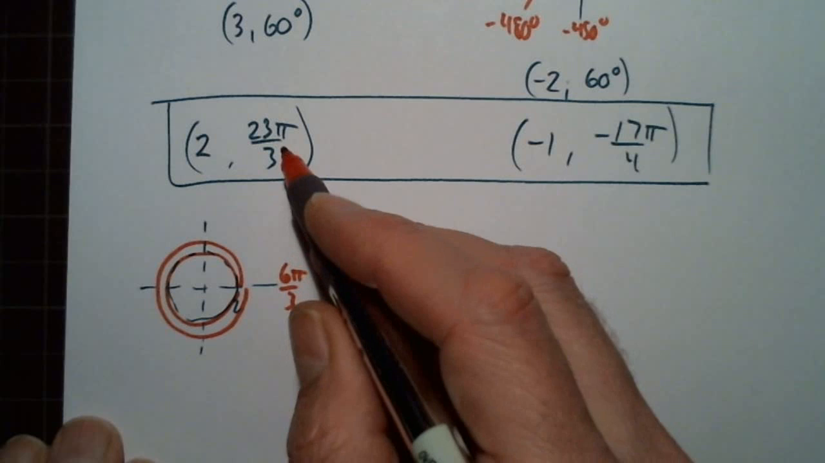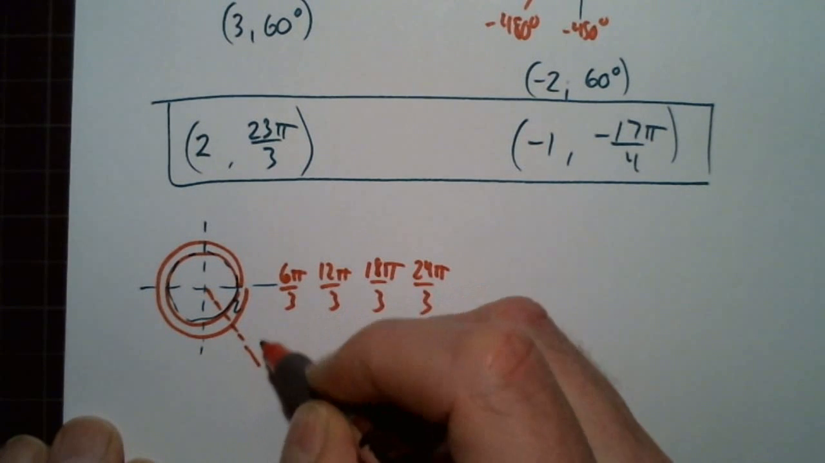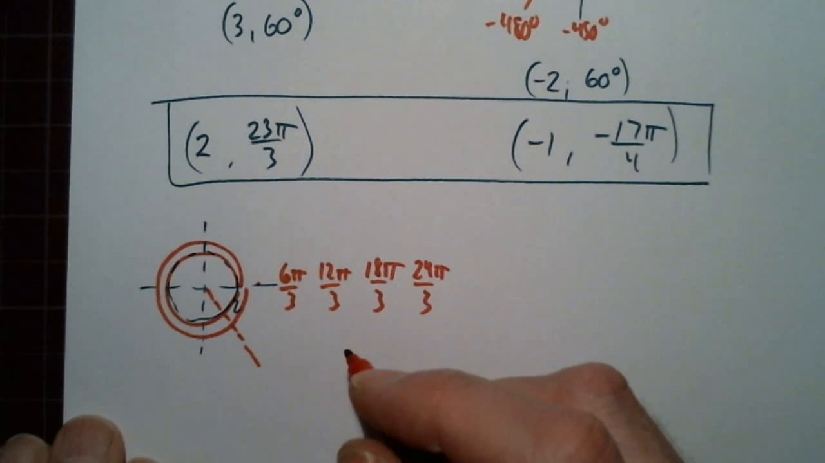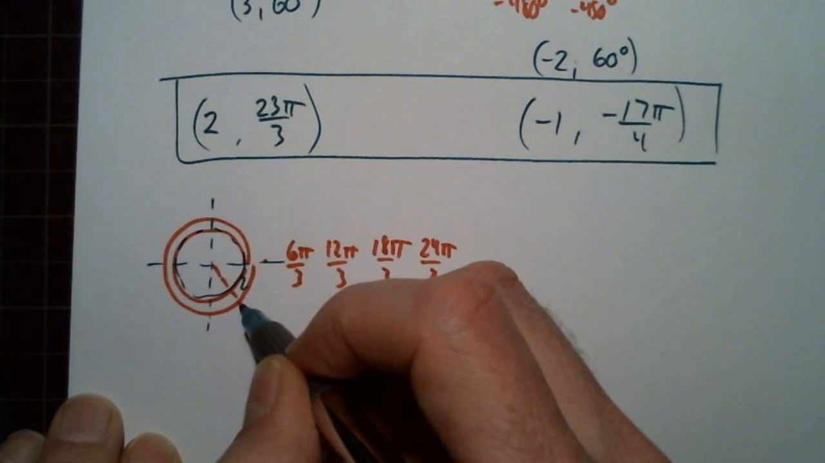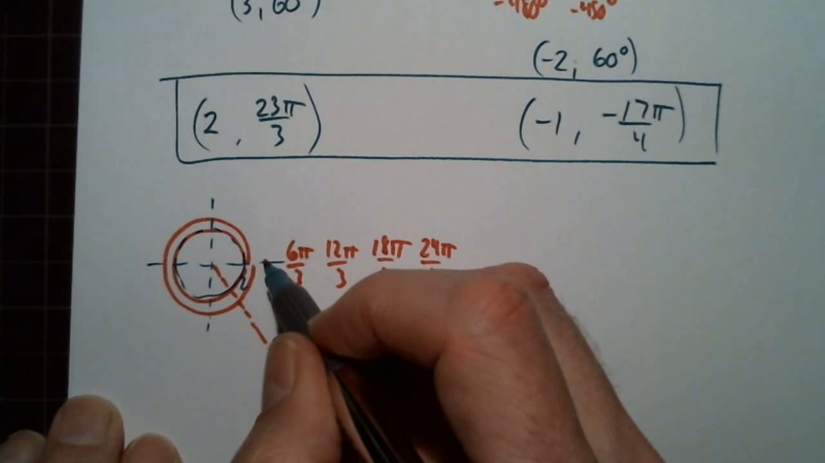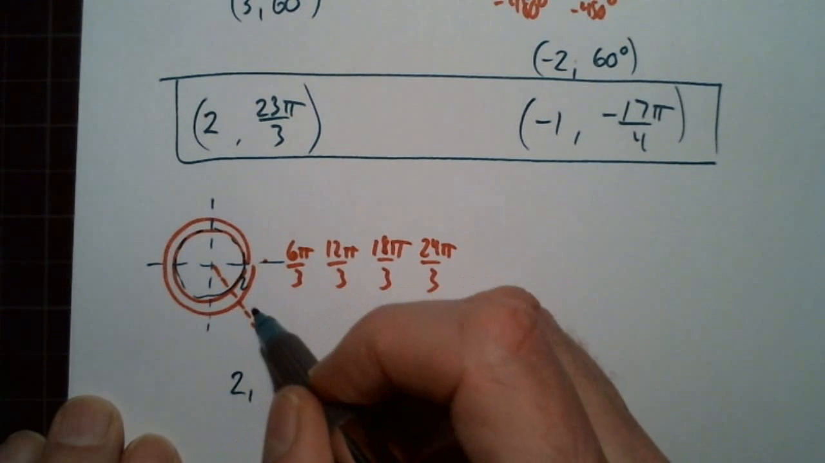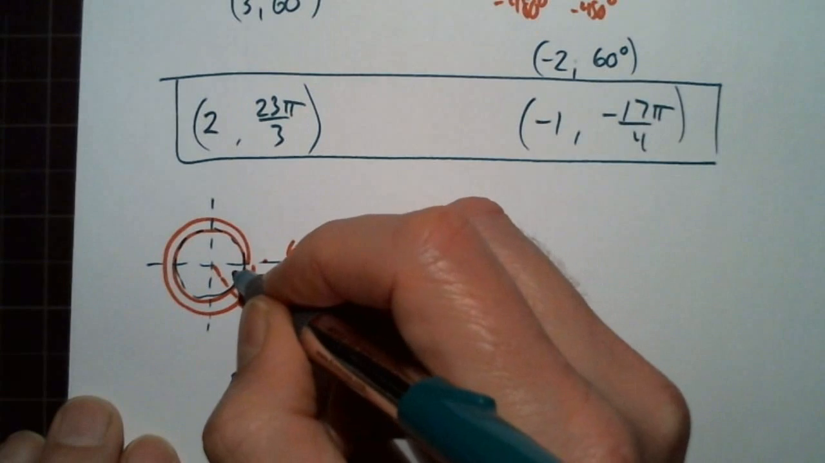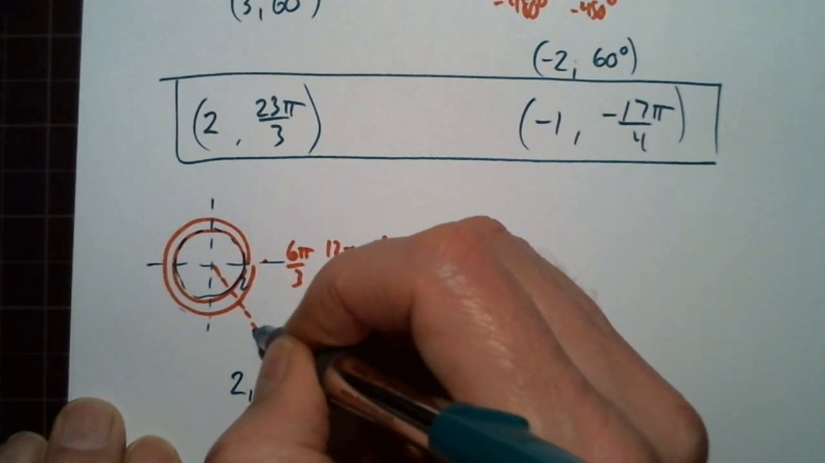We don't want to be at 24 pi over 3. We want 23 pi over 3. So that means we must stop pi over 3 short of that axis. And that means we need to be out here. One way to write this would be, let's go to 2 and rotate 5 pi over 3. Because if this is 60 degrees, then we've gone 5 pi over 3 around.